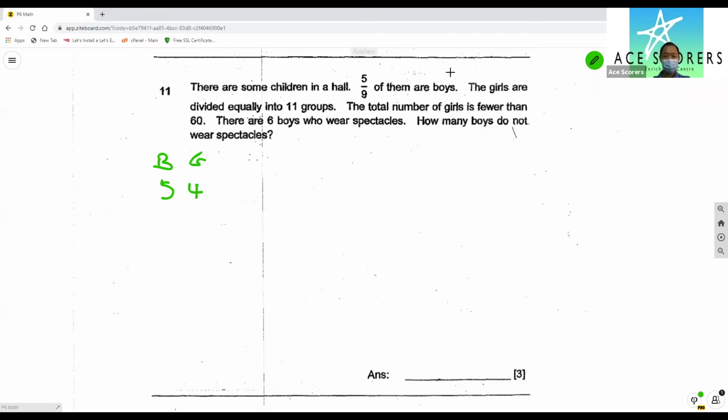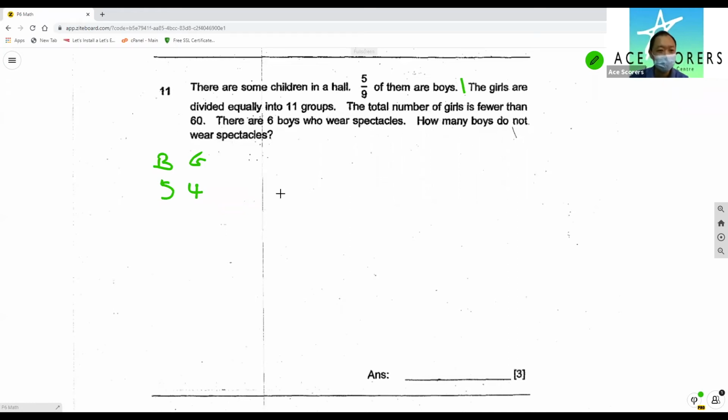Okay, so I'm done, yeah? This sentence finished, so I draw a line. The girls are equally divided into 11 groups. The total number of girls is fewer than... There are 6 boys who wear spectacles. How many boys? Okay, first look. I don't know what to do also. Right, so I must sit up now. Must be serious already. The girls are divided equally into 11 groups.